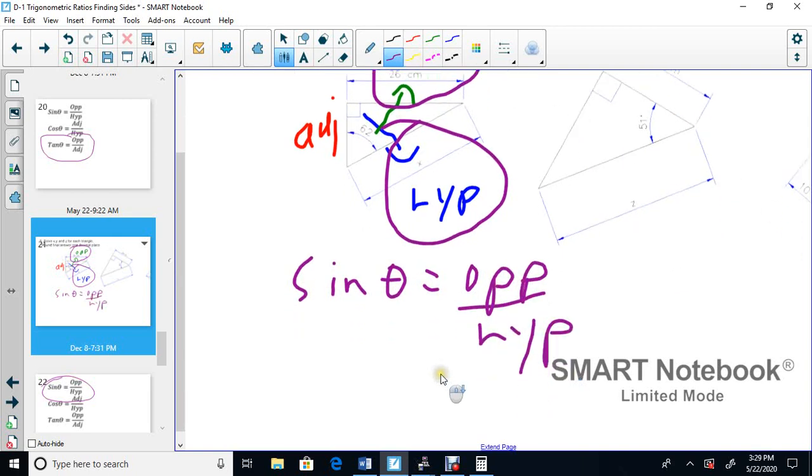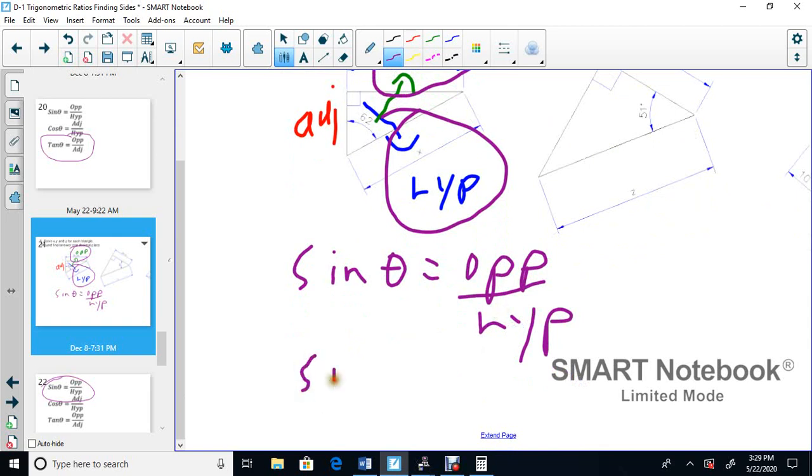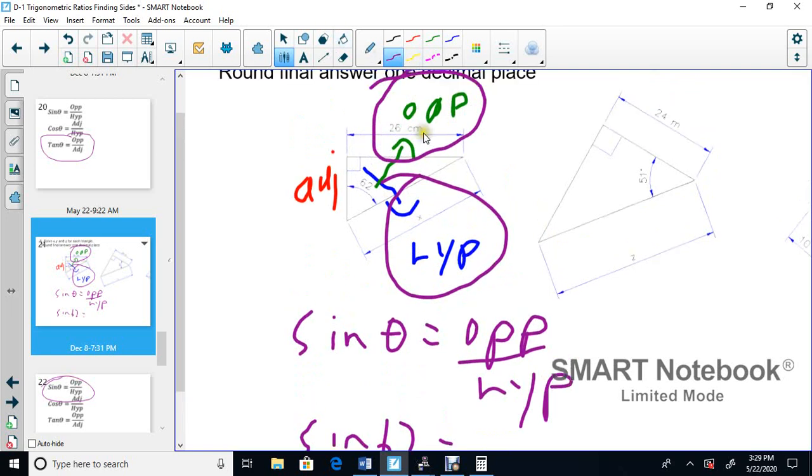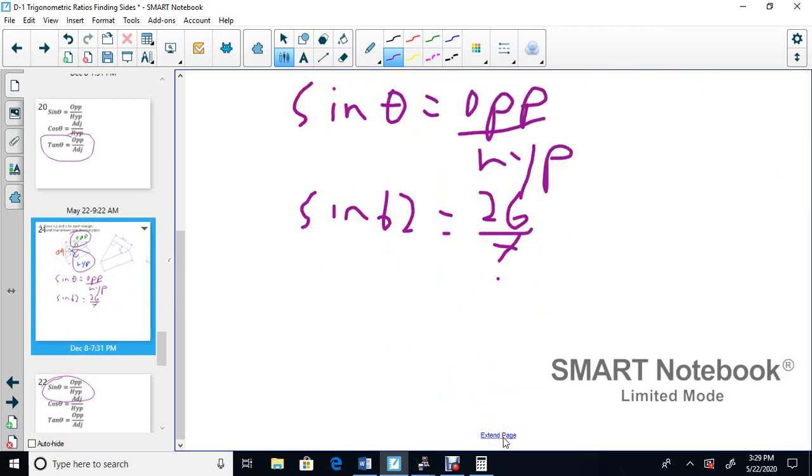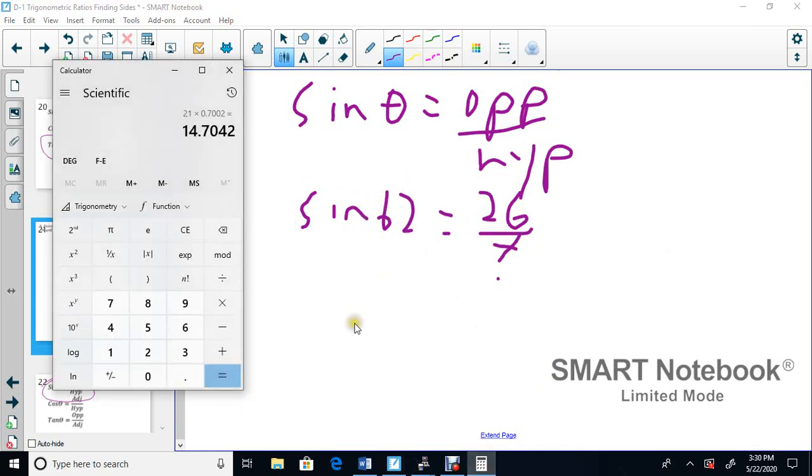So sine of 62 is opposite over hypotenuse. The opposite is 26, and the hypotenuse is x. Now again, you have your choice. Either you do the one method or the other method at this point. Either you turn this into a decimal or you do the other method where you keep it as this. I will turn this one into the decimal. I'm just going to do one method this time.